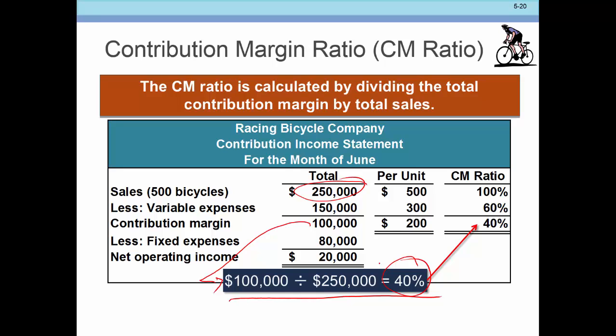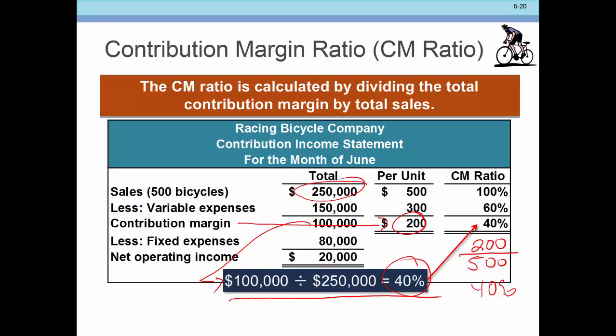How about this one? If you don't like big numbers, some people like big numbers. Some people like little numbers. When do you like big numbers? When you're getting paid. When you're doing calculations, sometimes smaller numbers are better, right? Okay. So if we take the 200 contribution margin per unit and you divide that by the $500 sales price per unit, do you get this 40%? Do you get the same number? Okay, so there's our contribution margin ratio. They call that contribution margin ratio.